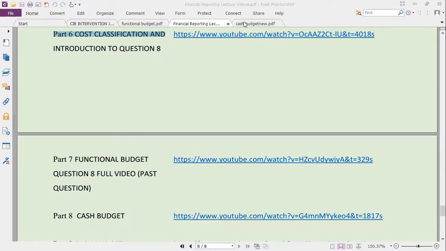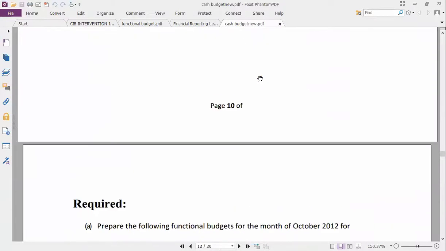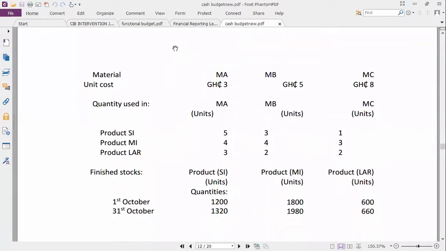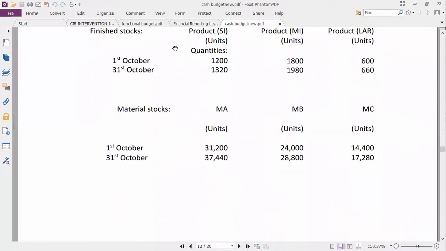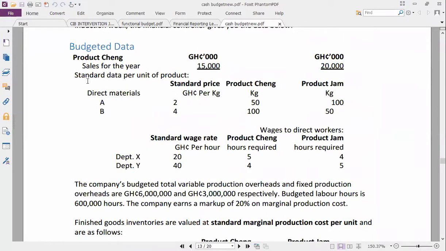Okay, so great. Now we are done with the functional budget. If you're able to go through these 2 questions, I think it should be fine. But my target is the New Limited question. Please, it's a bit straightforward. It explains everything. All of them, the solutions are in the video there. Then you are done. Then you go to cash budget.